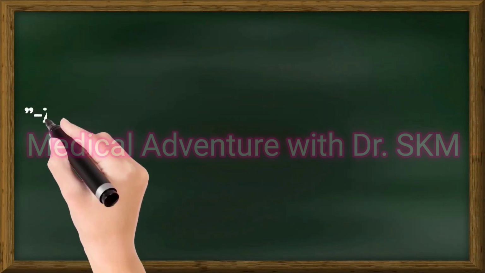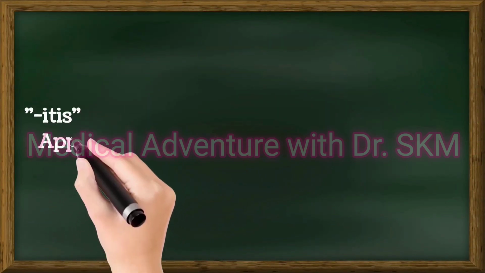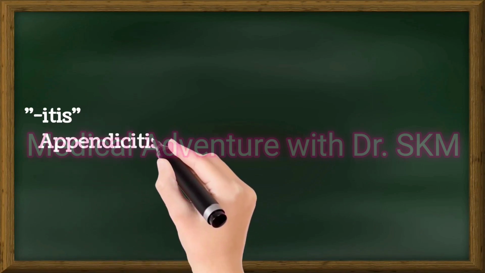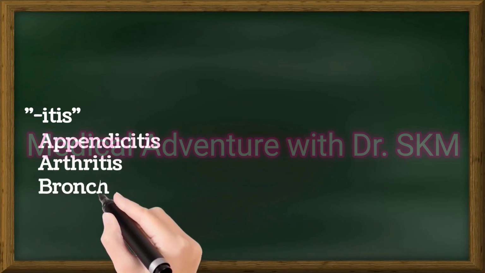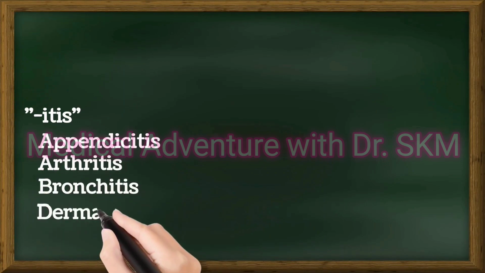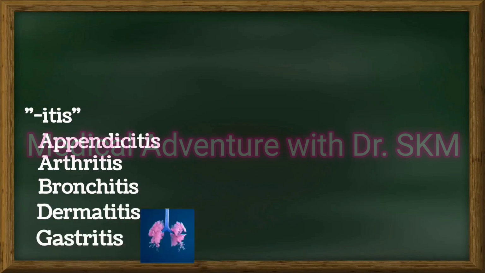When there is inflammation, we add itis at the end of the word, like inflammation of the appendix means appendicitis, inflammation of the joints is arthritis, inflammation of the bronchial tubes results in bronchitis, and so on. Now, you tell me, in the comment section, what would you call inflammation of the lungs? Inflammation can occur due to infection or other foreign bodies as well.